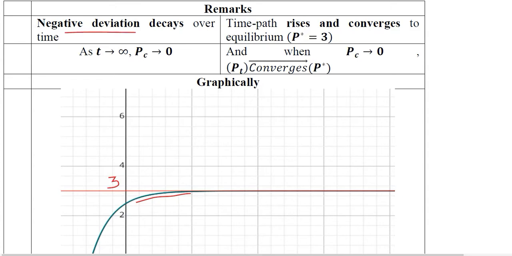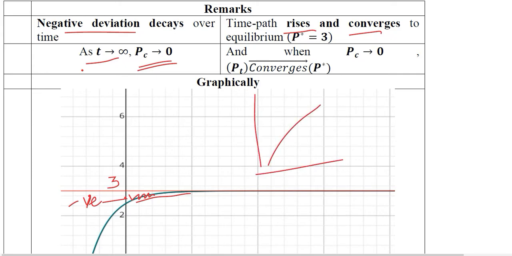Yes, there was negative deviation that we observed in this diagram, this time path diagram, and as the time proceeded, the complementary part, it faded away, it approached to 0. This deviation is definitely decreasing, and the time path rose and converged. As you can see, it's 2 and it is going up, right? So it rose and it converged to equilibrium, that is 3. 3 is the value of equilibrium, and convergence is taking place.